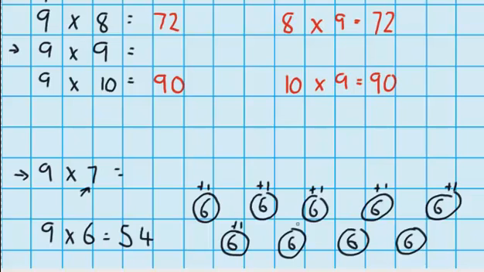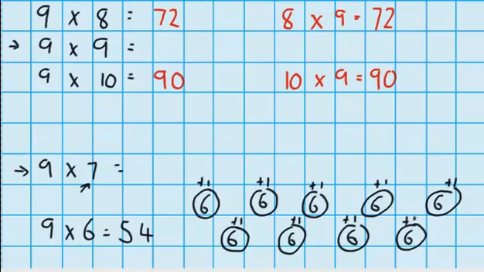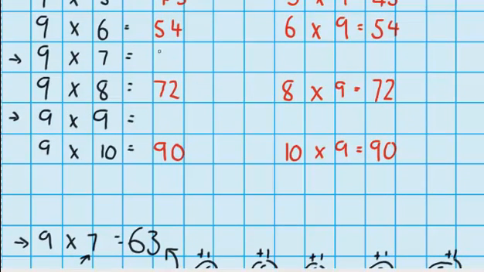Now if I add 1 more item to all of these groups, that means in total I have added 9 more counters, or 9 more items, because there were 9 groups and I added 1 item to all of them. So that means the answer to 9 times 7 must be 9 bigger than 9 times 6. So 9 times 7 must be 63. Let's go up here and write that in. 9 times 7 is 63.